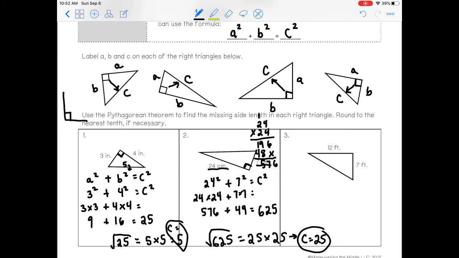And let's go through one more. We need to find the right angle. This one would be it. That is an acute. This one would be it. That's an acute. But this is our right angle. So 12 would be A. 7 can be B. And then equals C squared.